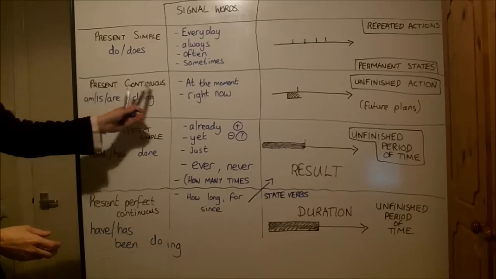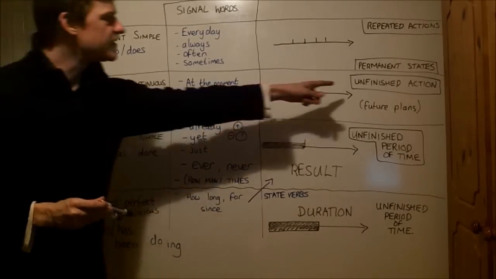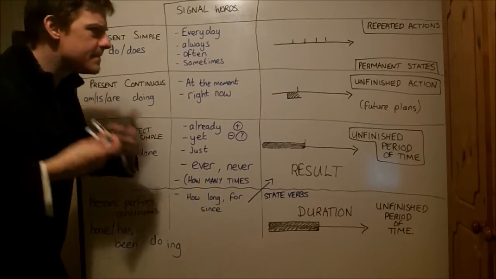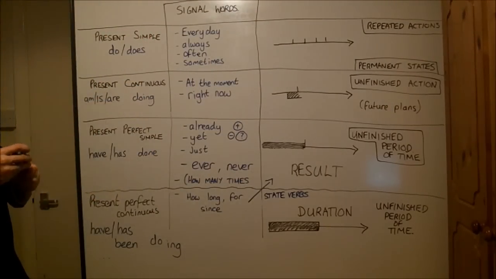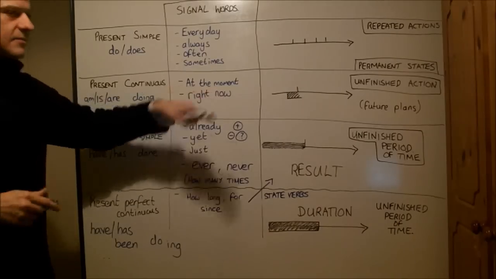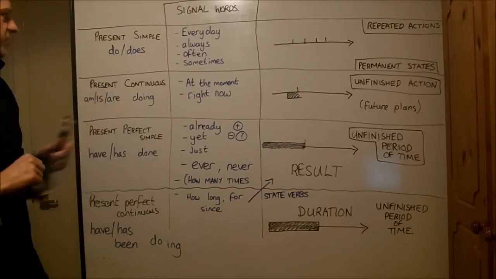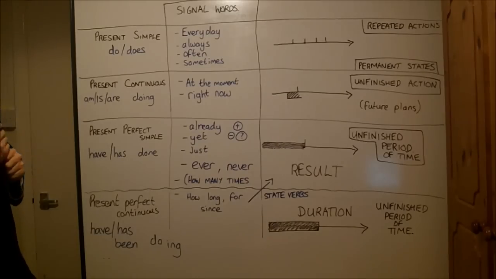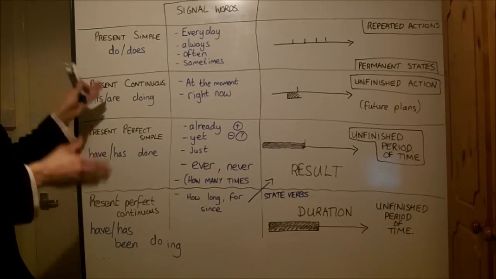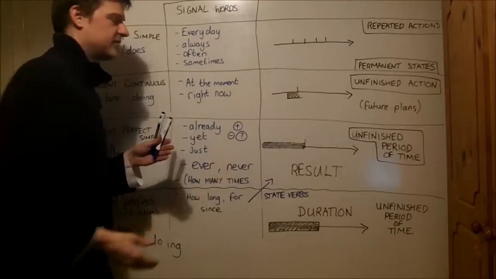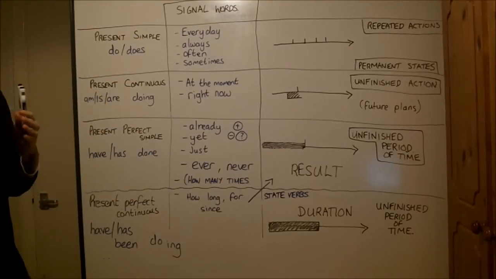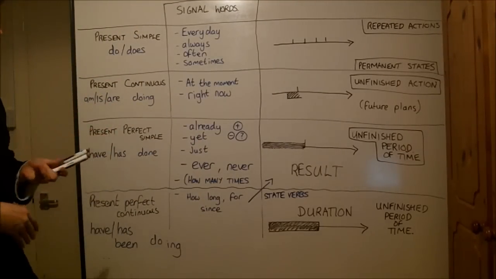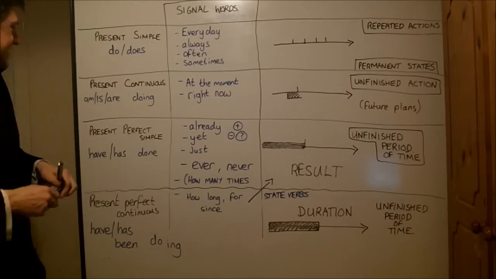Okay, present continuous is an unfinished action in the present. It's an unfinished action. You're in the middle of something with present continuous. So at the moment is a signal word for present continuous. Right now is a signal word for present continuous. So we use this for when you're in the middle of doing something. So I am teaching, you are listening, maybe you are watching and writing something down, I don't know.